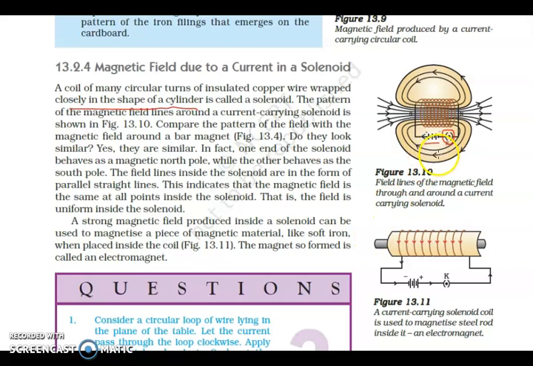So what we have to take care of in the case of a solenoid is, first, we have to calculate the direction of magnetic field. We have to check the direction of magnetic field around this solenoid, and secondly we have to learn its one application, that is the electromagnet.